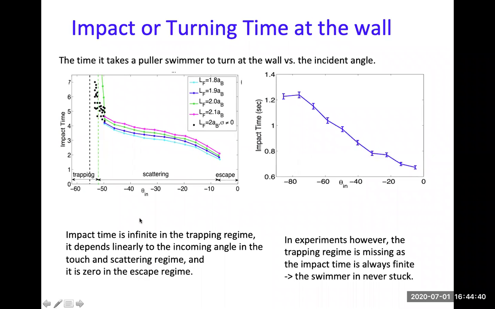And you can add noise, right? You can add Gaussian noise to the beads, and that will only move this asymptote for the trapping time just a little bit further. But there is still an infinite impact time there. However, if you look at the experiments, this impact time is definitely finite, right? You get this quasi-linear behavior in between for the scattering regime, but then for high angles, it's definitely finite. So the swimmer is never stuck in experiments.